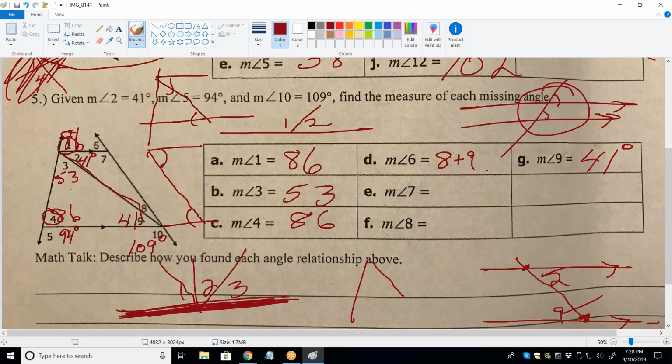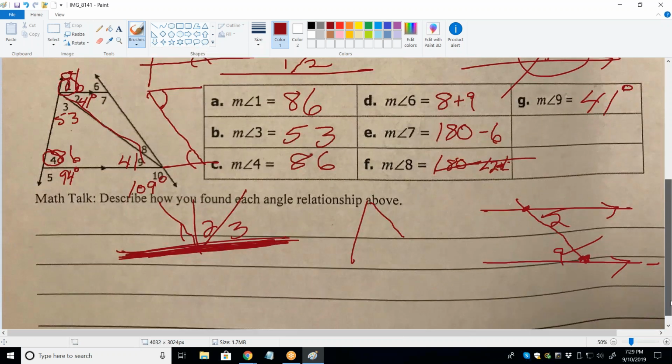Angle 7 is 180 minus angle 6. And angle 8 is 180 minus angle 2 plus or minus angle 7. Hold up. Angle 8 is the third angle in that triangle. We know one side is 41, the other angle is 7. So I think we have to end up using two equations and two unknowns here. Let me see if I can write them. Let me scroll down just a little so I have a little writing room.